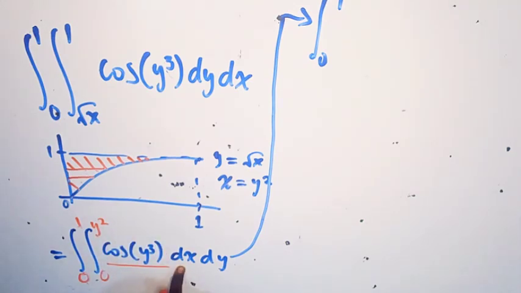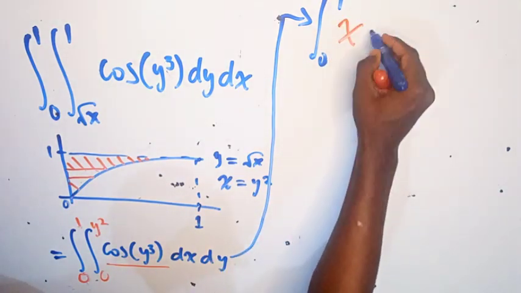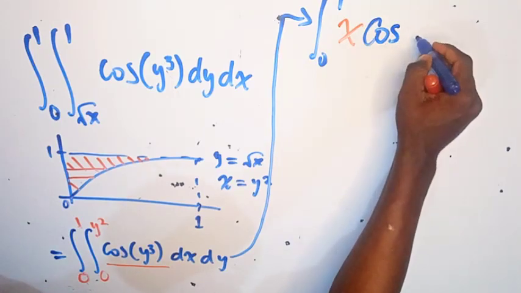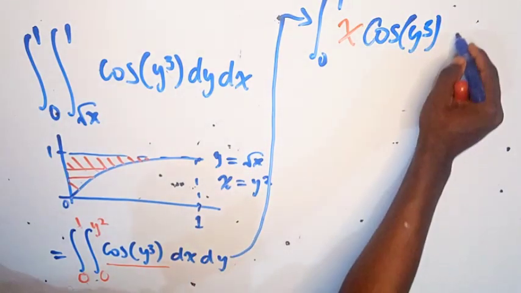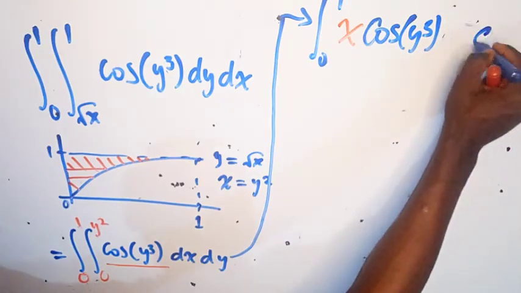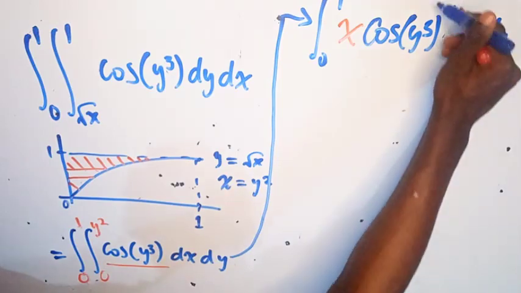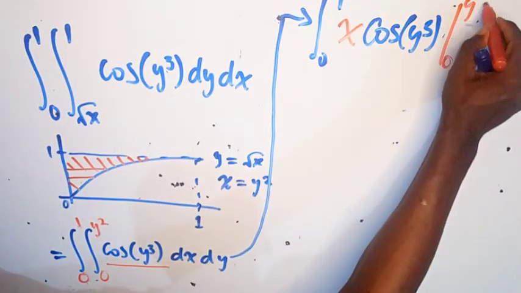So integrating it with respect to x, we are going to regard this as a constant. So that means we are going to multiply it by x, okay, and then we put down the original thing, which is cosine of y to the third power, and then we put the dy here. Okay, let me not put the dy first. We will put the bounds of integration. So this is integrated from where to where? Well, from 0 to y to the second power, right?